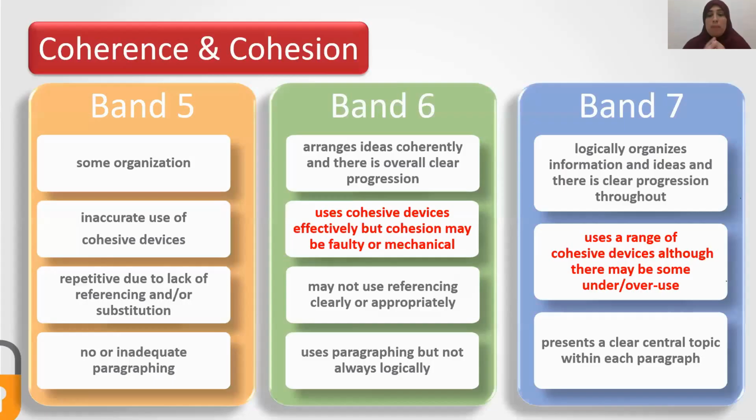All right, so most of you may be familiar with the band descriptors. For coherence and cohesion, these are the differences between a band 5, a band 6, and a band 7. So this is what IELTS is looking for. Now, we're not going to go over all of this. I just want you to look at the red box under band 6. Under band 6, we've got: uses cohesive devices effectively, but cohesion may be faulty or mechanical.